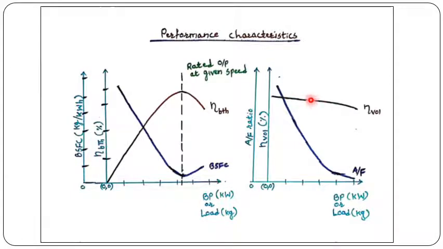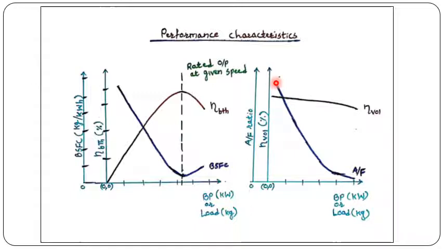The other parameters like volumetric efficiency: since this is a constant speed engine, volumetric efficiency should actually remain constant, but since there is a rise in temperature and pressure inside the cylinder with the increase in load, there is a slight drop in the value of volumetric efficiency with the increase in load, that can be seen here. And as far as air fuel ratio is concerned, at lower loads fuel consumption is less.